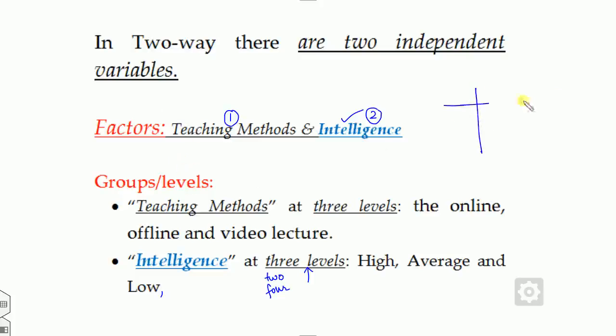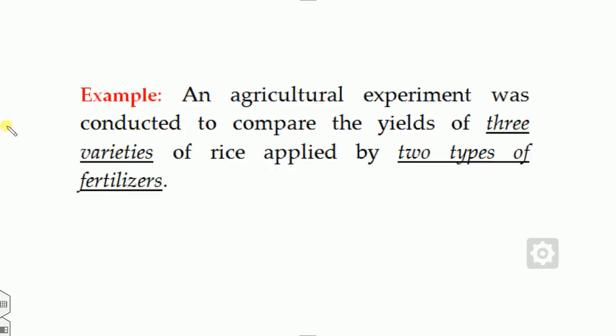And how do you define them? Here are my teaching methods, and here is my intelligence. Here is high, average, low, and for teaching methods this is online, this is offline, this is video based. And the number of observations are recorded in this 3x3 matrix.